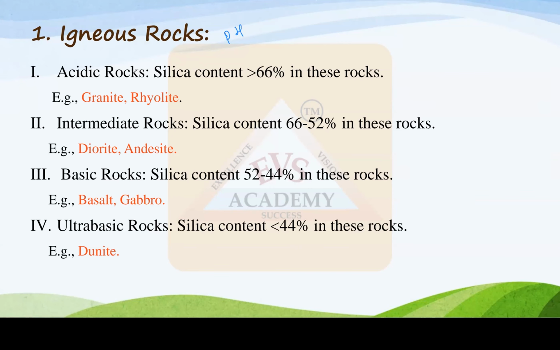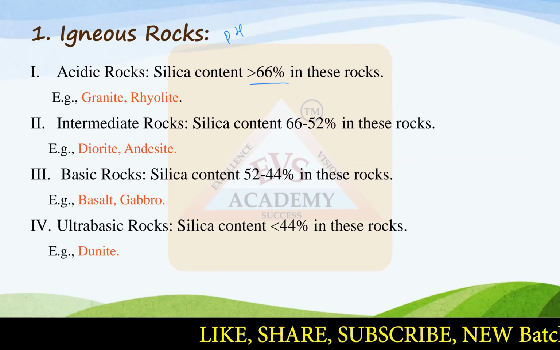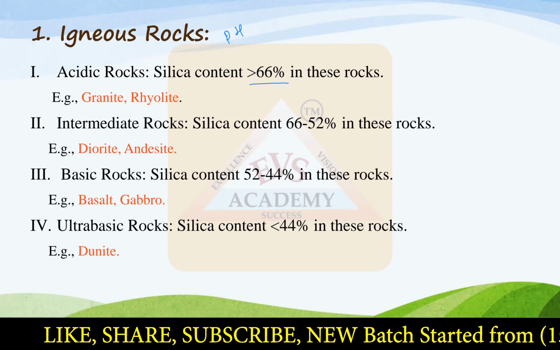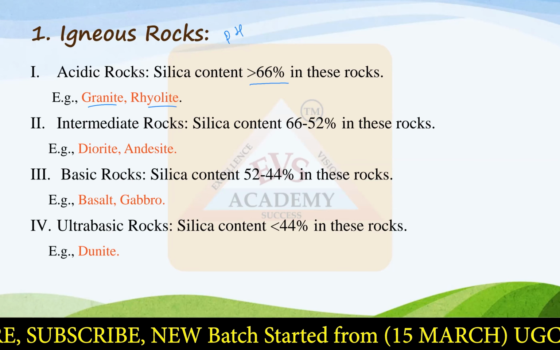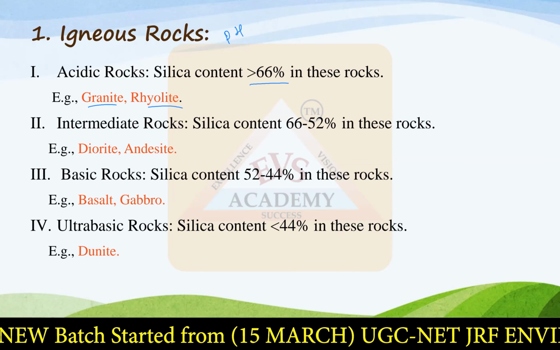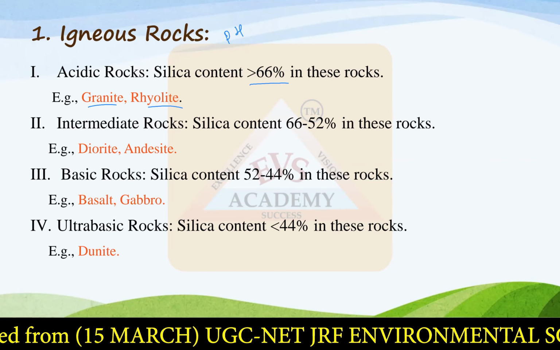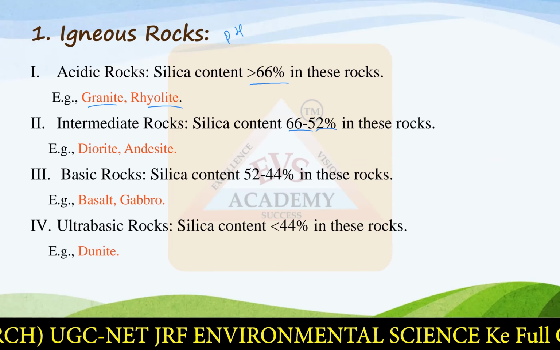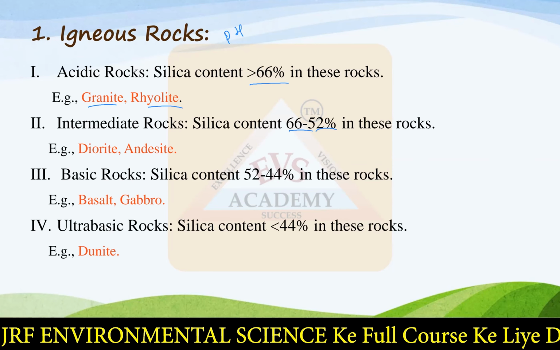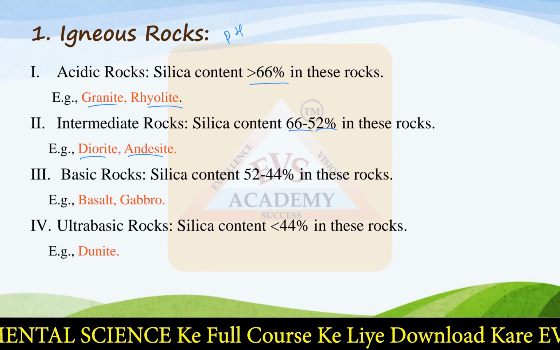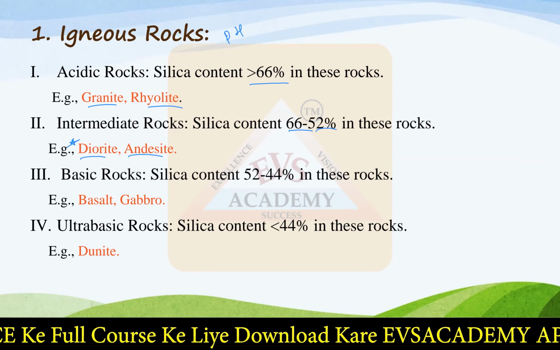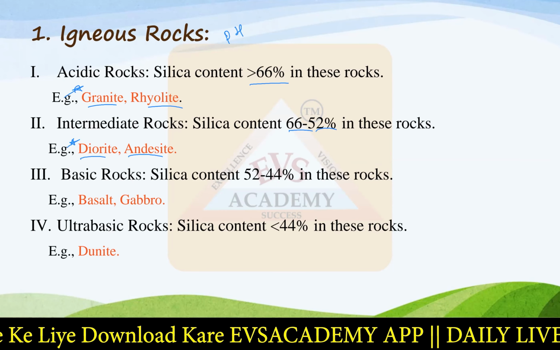The acidic rocks are those where the silica content is more than 66%. So if the silica content is more than 66% in any igneous rock, it is an acidic igneous rock. Examples are granite and rhyolite. Both are acidic igneous rocks. Then we have the intermediate rocks, where the silica content is 66 to 52%. Examples are diorite and andesite. So you have to remember the examples; do not skip them.